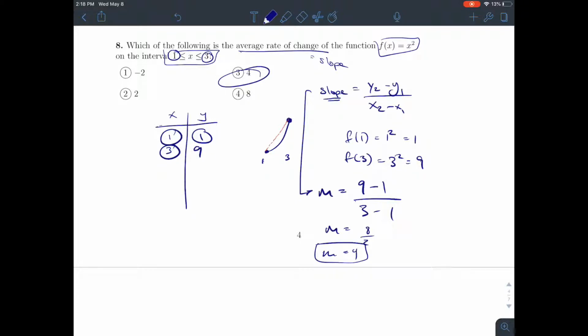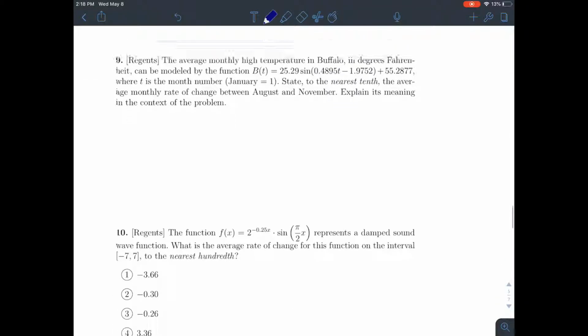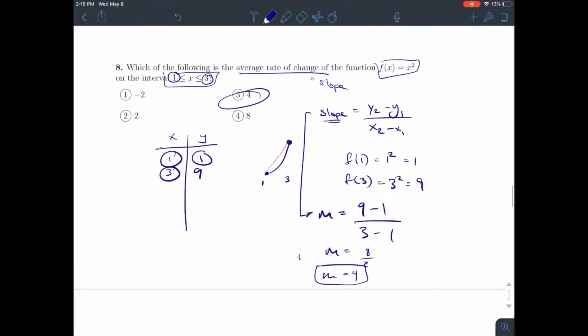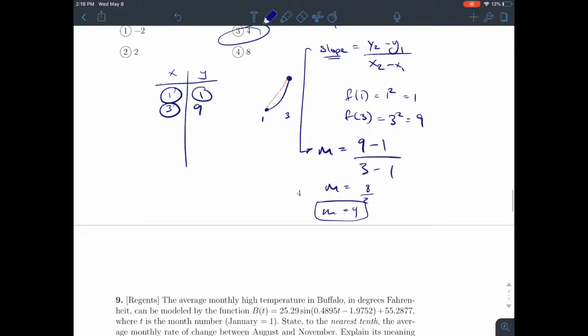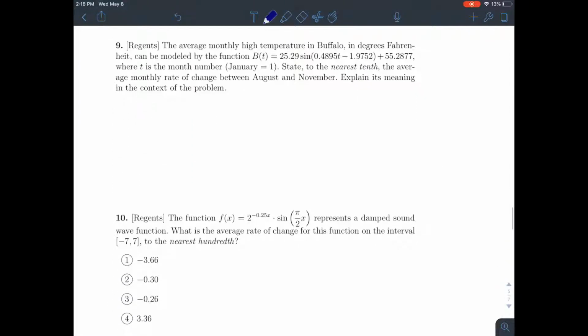All right, so this is the theme. For the rest of the problems, we're going to be doing the exact same thing. But things are going to get way worse because we actually have some pretty rough sine functions here.